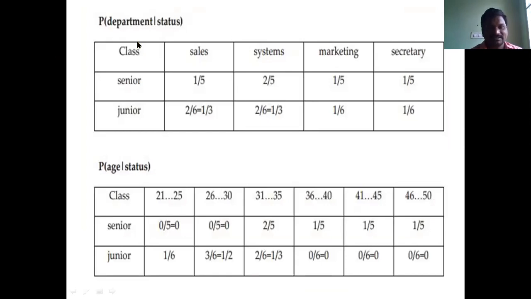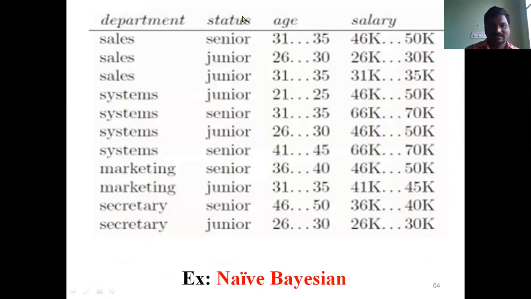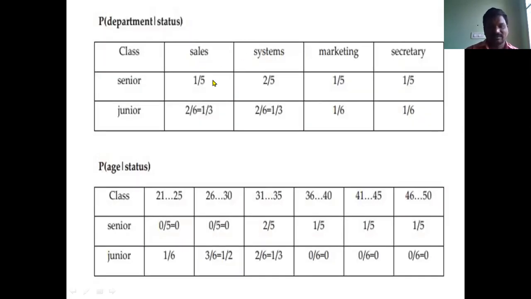The department by status, the sales department by status, senior or something. In this case the class is the sales department. What are the departments here? Sales department, system department, marketing department, and secretary. The conditional probability I'm going to consider here, the conditional probability of department by status. For this one, you have to identify these values. For the senior, the conditional probability for the sales department, 1 divided by senior, 1 divided by 5.